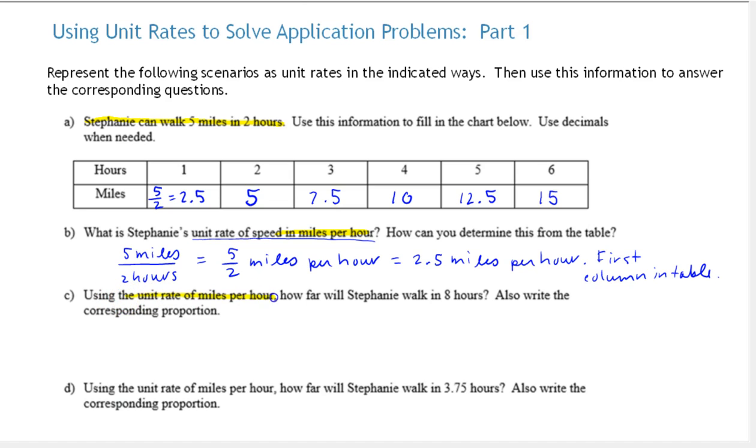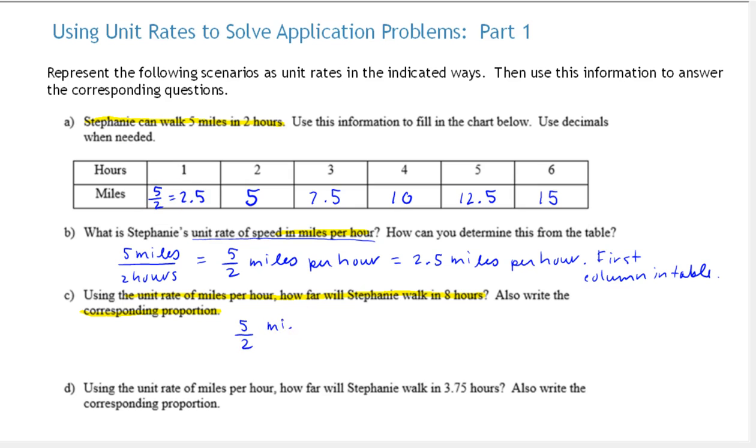Next, we're asked, using the unit rate of miles per hour, how far will Stephanie walk in 8 hours? Also write the corresponding proportion. So we could continue on with the table, and it's good for you to look at patterns, but let's use the unit rate. We could use it in fraction or decimal form. I'm going to use it in fraction form. We'll use decimal form for the next one.